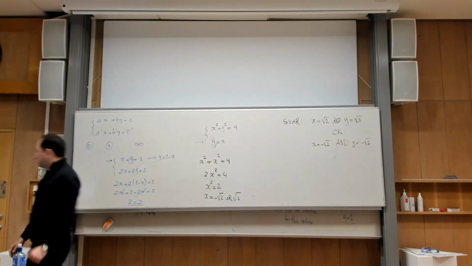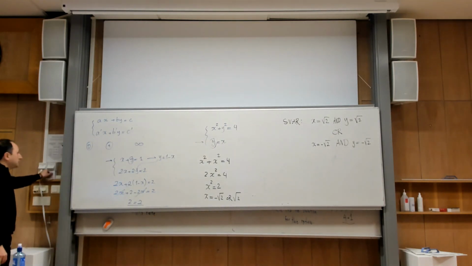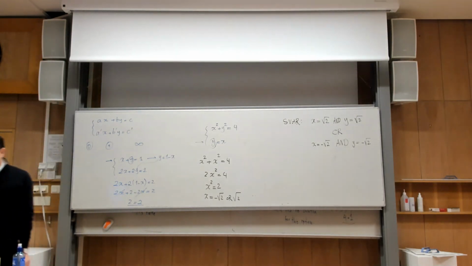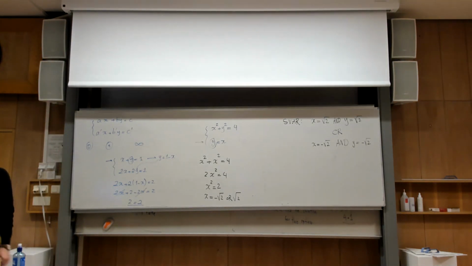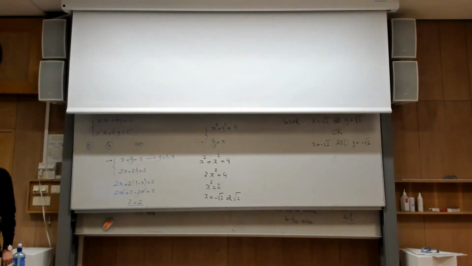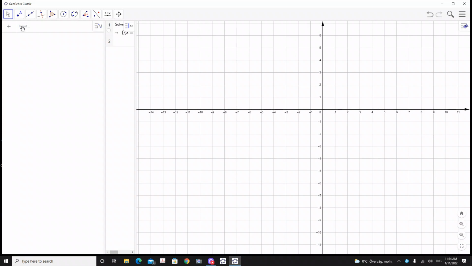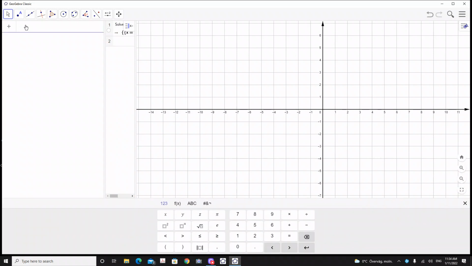So let me go to GeoGebra to see how this system looks in GeoGebra. I don't know if GeoGebra can do that, but I hope it can. Okay, so here let me draw the graph using the graphical tool. Of course, I could use the one that is just typing, but there is no concept behind that. Let us understand it from a graphical point of view.